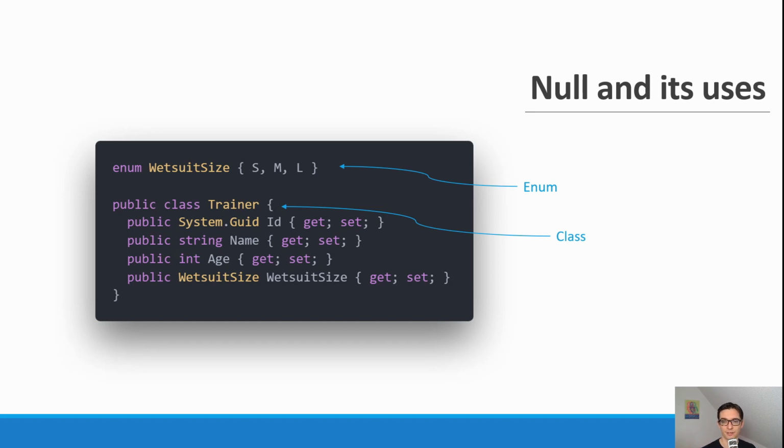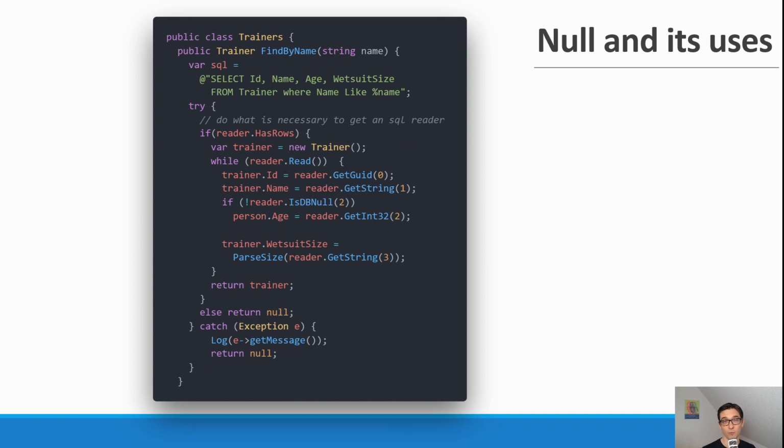And this trainer has some ID, which is in our case a GUID, and it has a name, which is a string, an age, and the trainer also has a wetsuit size. So where are we using null when we are working in this domain? This is a lot of code here, I know, but I think it's not that hard to read.